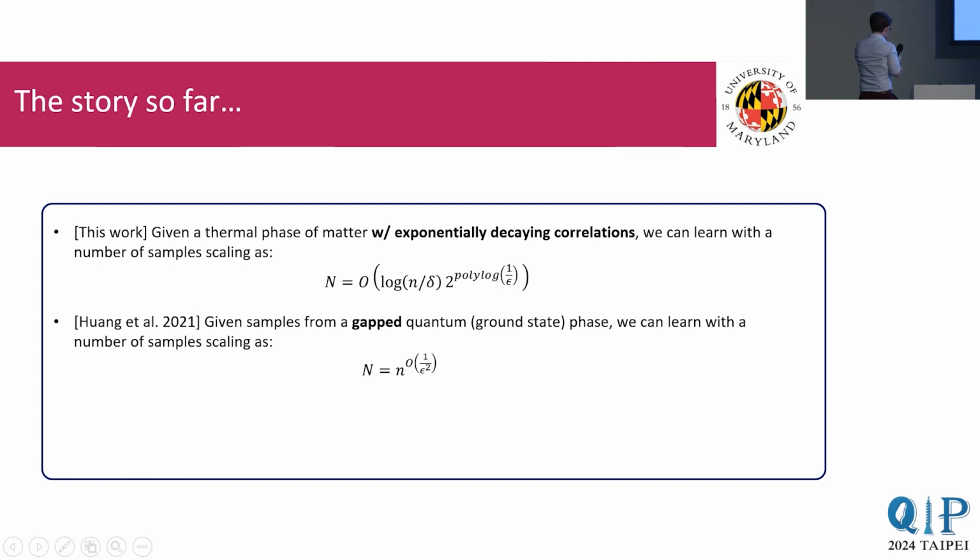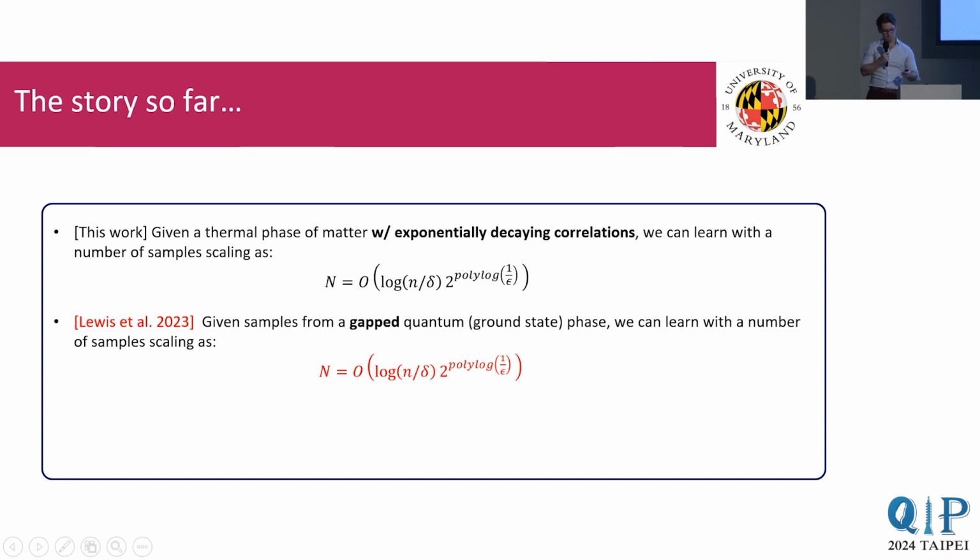Okay, so that's great and all. So we know that given a thermal phase of matter with exponentially decaying correlations, we can predict expectation values to high precision with this complexity, which very nicely beats the previous result from Robert Huang and collaborators for ground states. But Robert Huang and collaborators came along and came up with a better algorithm that matches our complexity. So that's great. So now we have efficient learning of both ground states and thermal phases of matter, provided that they both have exponentially decaying correlations.